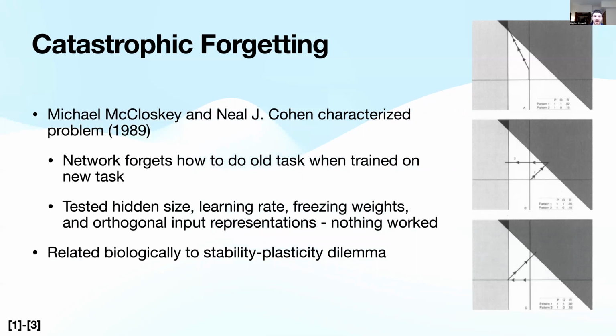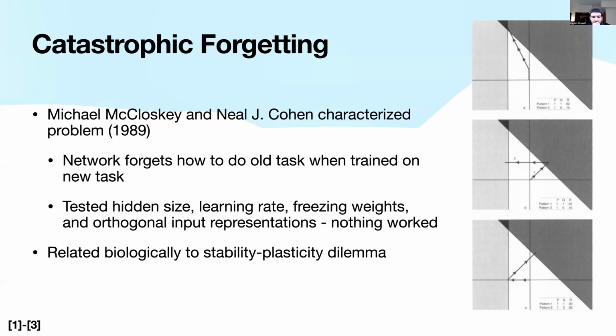Now, McCloskey and Cohen tried many different things to solve this problem. They tested different hidden sizes, tested different learning rates, tested freezing weights. They even tested orthogonal input representations, and they were pretty close with this one. If they had tried orthogonal hidden representations, they would have made more progress. That's actually a more valid strategy. But yeah, things didn't really work out for them.